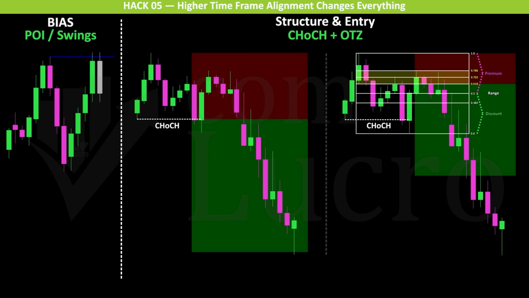From there, we move down into the 15-minute chart for execution. Inside the OTZ, we will focus on two different entry models. The first uses a fair value gap and order block reaction inside the premium zone. The second uses CISD confirmation before execution.